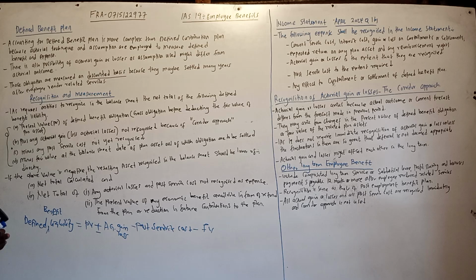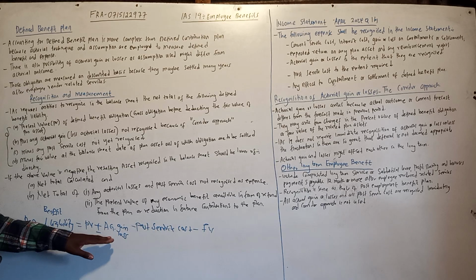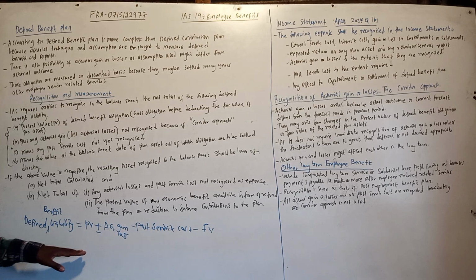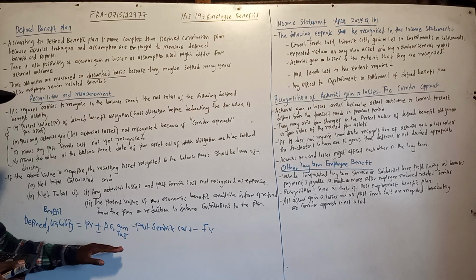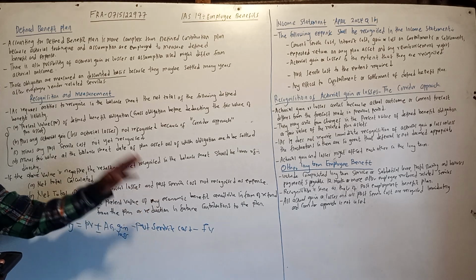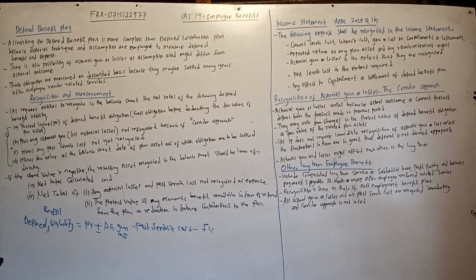So the defined benefit liability will be equal to the present value. You add or subtract the actuarial loss or gain, minus the past service cost, minus the fair value at the balance sheet date of the plan assets.